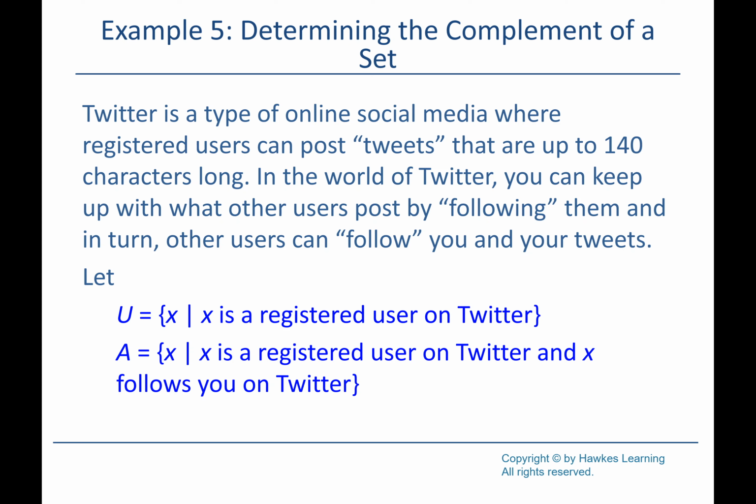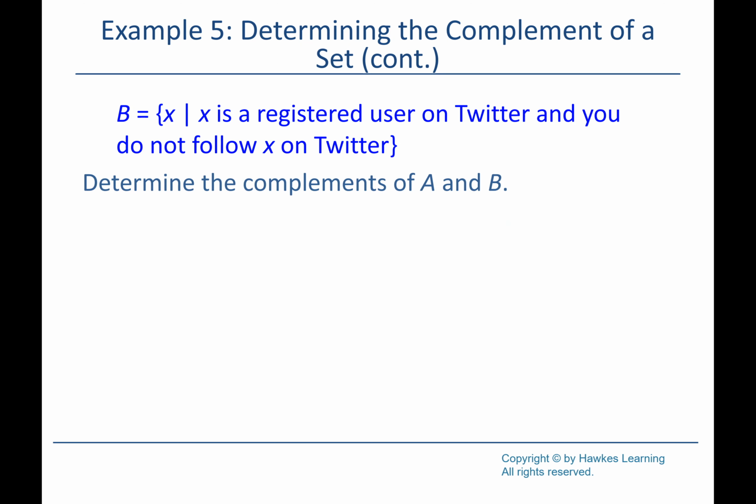Set A is going to be all the users on Twitter that follow you on Twitter. Okay, so your followers. And then we got one more, set B, which is all the users on Twitter that we do not follow. So all the people that we don't follow. We want to figure out the complement of A and B. So we want A complement.